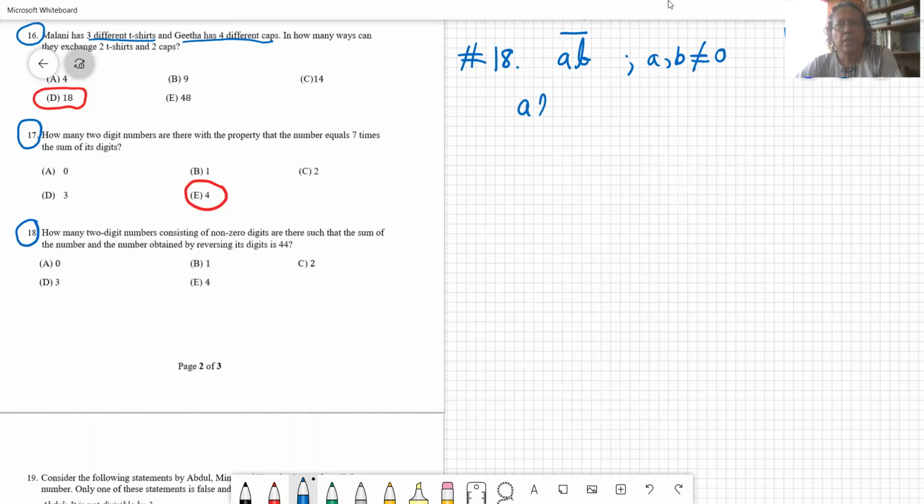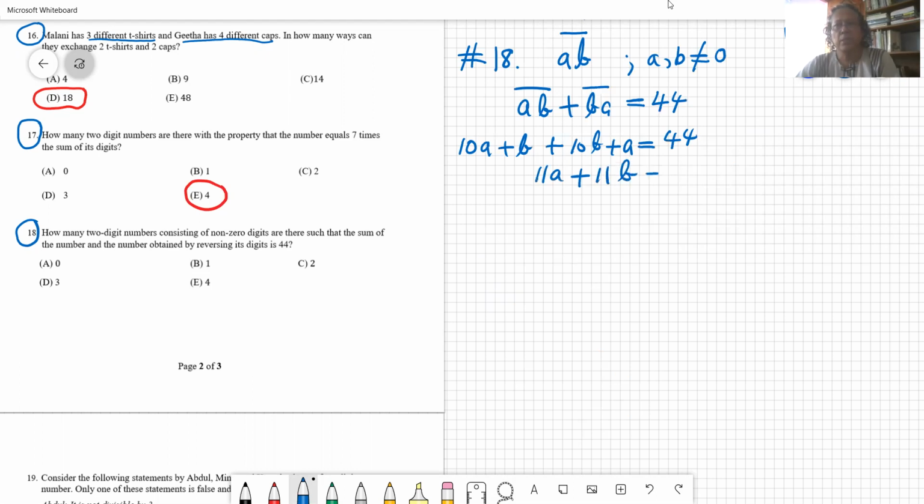So that means AB plus BA is 44, right? So then 10A plus B plus 10B plus A is 44. And then, when we simplify, 11A plus 11B is equal to 44. And you can divide by 11. So A plus B is equal to 4.